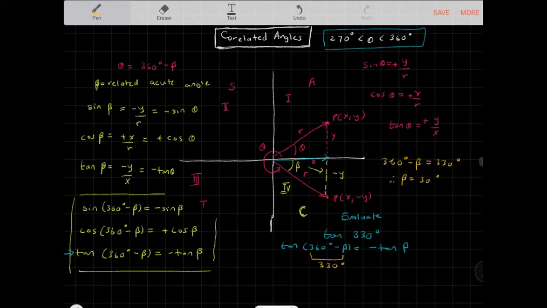So if beta is equal to 30 degrees, and if we plug this into our equation, tan(360 degrees minus beta), which is 30 degrees, is equal to negative tan 30 degrees. So wherever I see beta here, I plug in 30 degrees. And you can see here that tan 330 degrees is equal to negative tan 30 degrees. And tan 30 we know is square root 3 over 3. And because it's negative tan 30, it's negative square root 3 over 3. So that's how we can use our correlated angle equations to determine the values or the ratios of reflex angles.